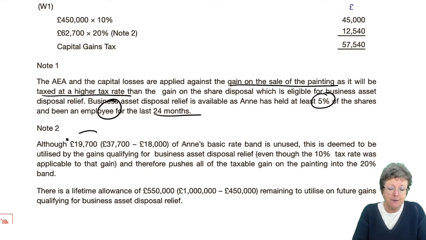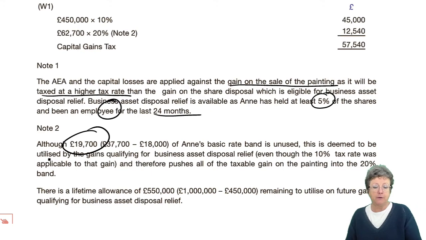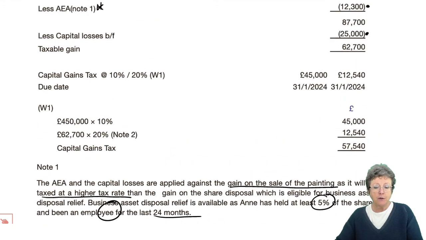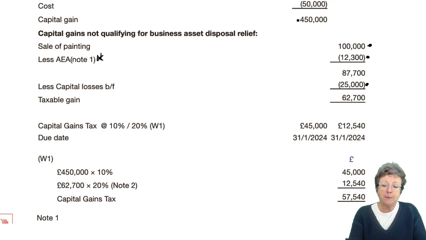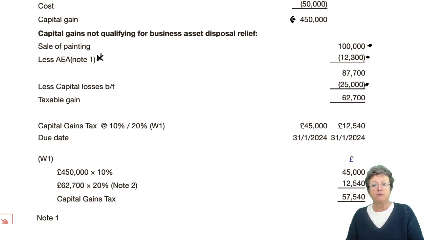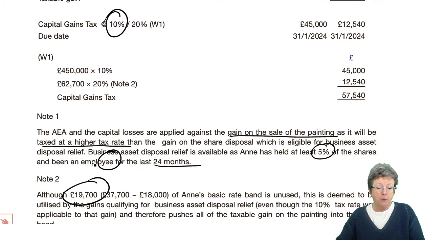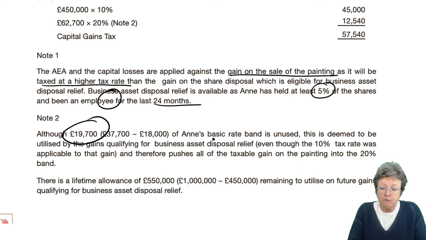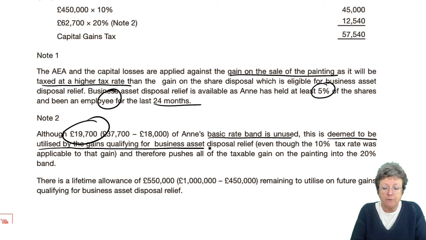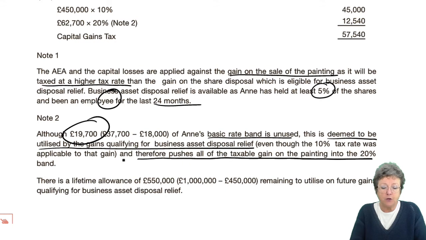We've already calculated that. That's the balance of the basic rate band. Now, because the capital gain here is deemed to use up the basic rate band and it is taxed first, it will be taxed at 10%, obviously, because it's the relief. But it says there, her rate band is unused, deemed to be utilised by the gains qualifying for BAD relief, and therefore pushes all the taxable gain for the painting into the 20% band.